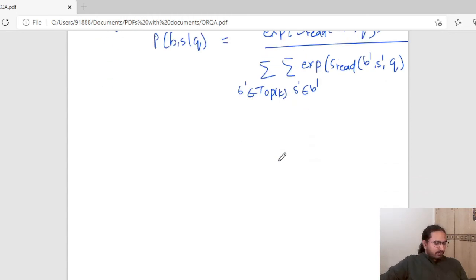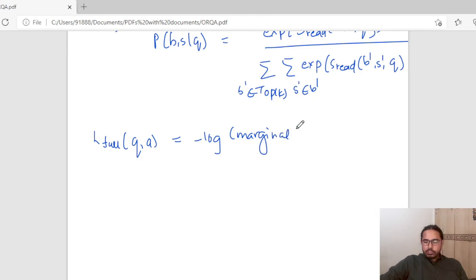So what is our cost function? Our cost function is marginal log likelihood, which we represent here as L full, which depends on the question answer pair, and it is minus log of marginal probs. But here there is one extra thing that we have to consider while including marginal probs. We have to keep in mind that here we're trying to predict a span, and the target span can be present in different positions in the same block, or it could be present in different blocks also.